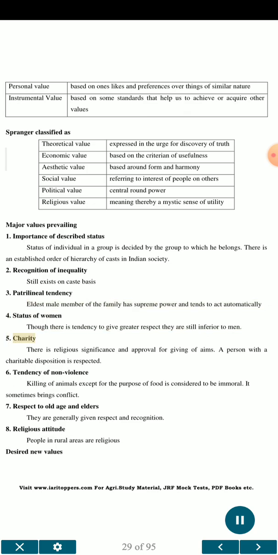5. Charity. There is religious significance and approval for giving of alms. A person with a charitable disposition is respected. 6. Tendency of non-violence. Killing of animals except for the purpose of food is considered to be immoral. It sometimes brings conflict. 7. Respect to old age and elders. They are generally given respect and recognition. 8. Religious attitude. People in rural areas are religious, and resist new values.